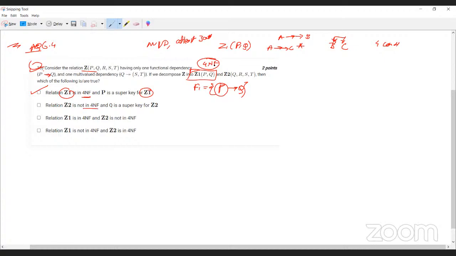Now let us see Z2. For Z2, we have Q, R, S, T. But here just the multi-valued dependency is there, Q multi-determines ST. So this is not in 4NF. This condition is true. And is Q the super key for Z2? Is any functional dependency applicable here? For Z2, we have only one functional dependency, right? Can we say Q is a super key for Z2 here?